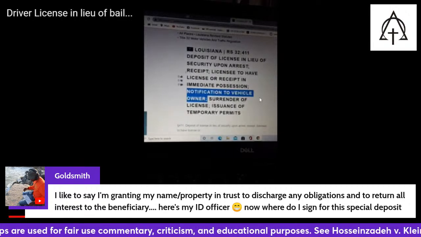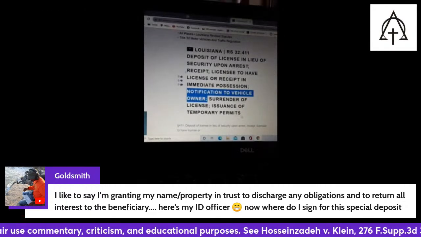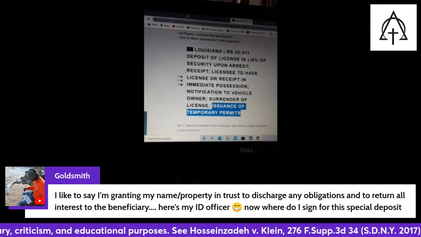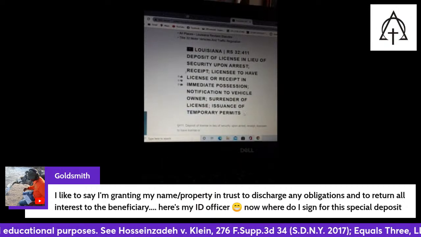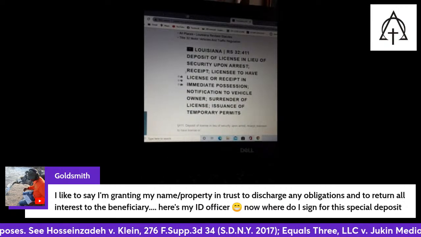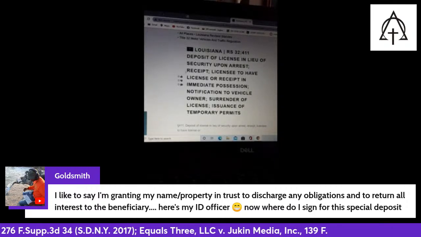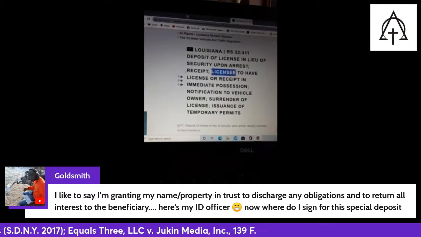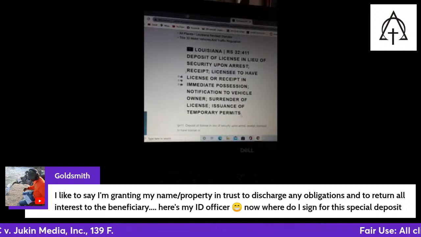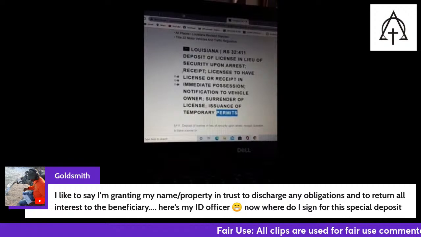And then they say surrender of license, issuance of temporary permits. When you surrender that license, they're still going to want to issue you a temporary permit or a suspended license term where you're required to have SR22 or something. No. You already gave the license in lieu of all bails. If they try to issue a temporary permit, that's another bond. That's another bail. It's another bailment. They're trying to sign you right back up.